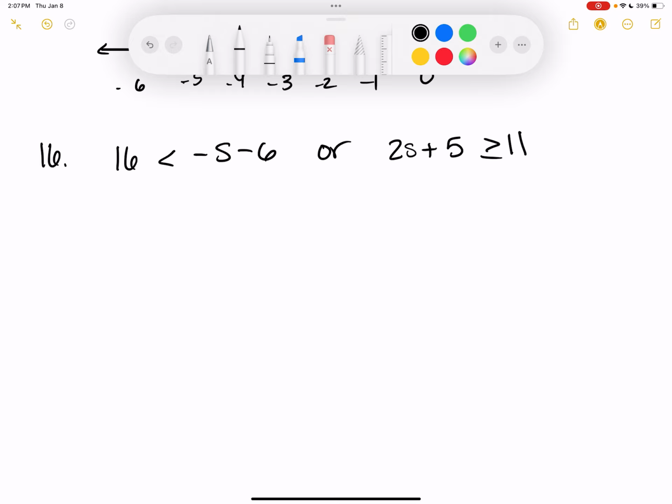All right, so these ones we work individually. So I'm going to ignore this one on the right altogether for the moment. Okay?